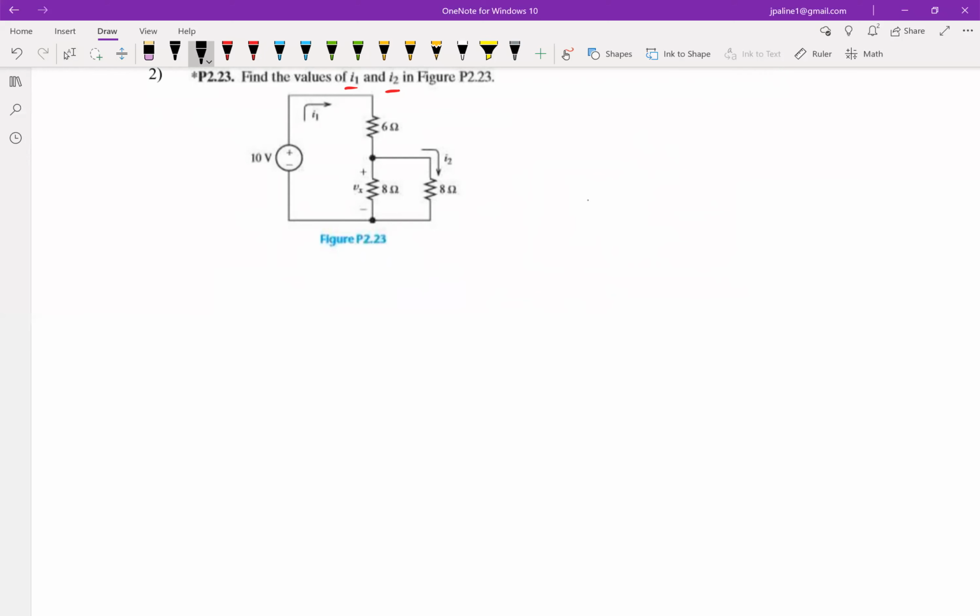We know that current is going to leave this source, travel this way, come down through here, and then it's got an option. It can go down either path. So it'll send some that way, it'll send some that way, and then they'll meet up with each other and combine back together. Okay. What we want to know is, they're calling this I1, they're calling this I2, what those values are.